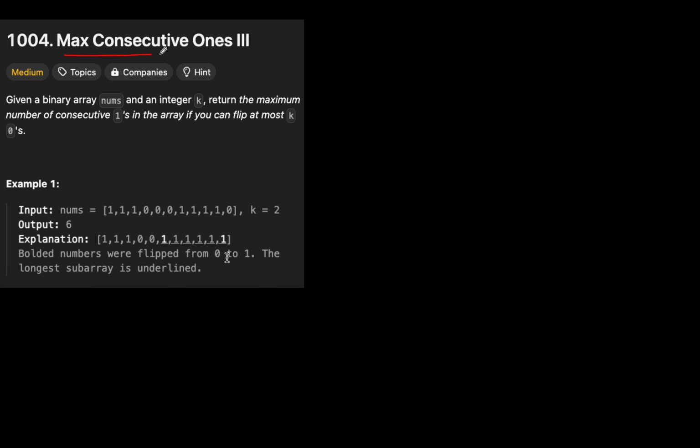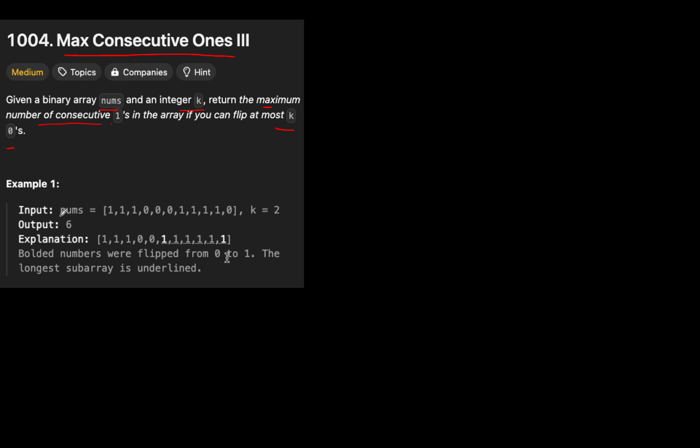Max consecutive ones. We are given a binary array nums and an integer k. Binary array means it contains only 0 and 1. We have to return the maximum number of consecutive ones in the array if we can flip at most k zeros. So we will flip k number of zeros, and we have to return after flipping the zeros how many consecutive ones, maximum number of consecutive ones we have.